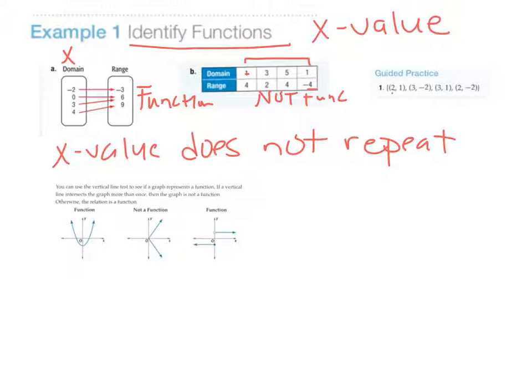If we look at the x values, we have a 2, 3, 3, 2. The 3's repeat, and the 2's repeat. It doesn't take 2 to repeat. It only takes 1, and so this is not a function.